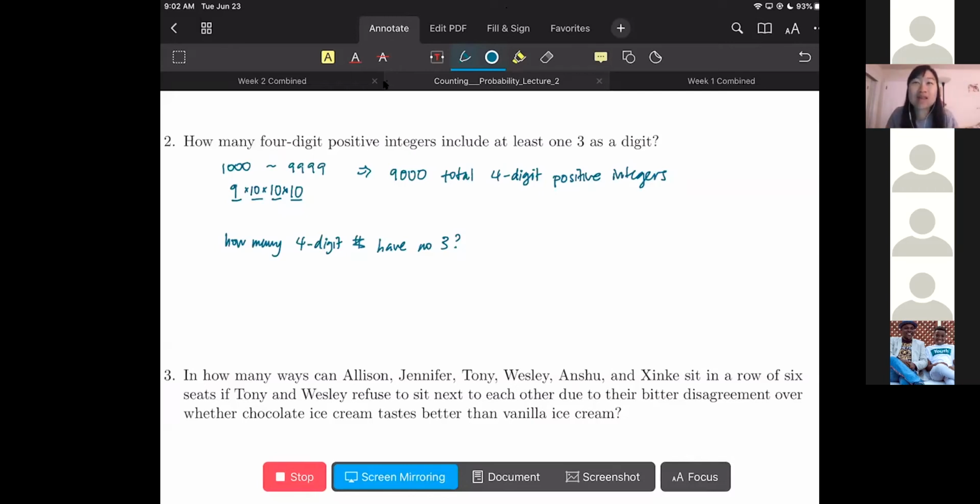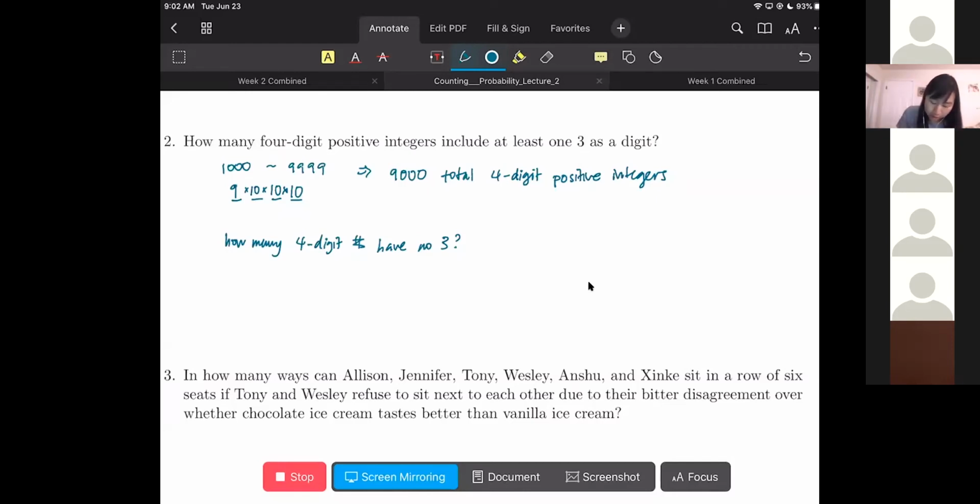The first number will only have 8 integers because you can't use 0 and 3. And the rest of the numbers will have 9 because you can't use 3. So it will be 8 times 9 times 9 times 9, which will give you 5,832. Yeah, awesome. So you guys both have the right idea, and that's right.